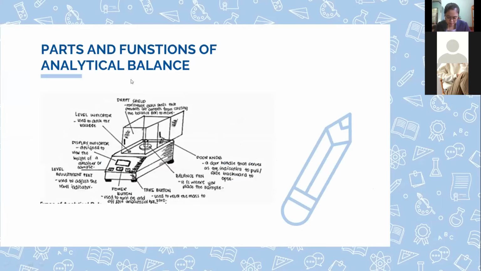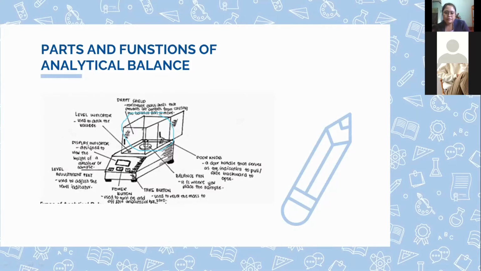So the instruction was to draw an analytical balance, label its parts, and indicate their functions. So here we have the analytical balance, and these are the parts. So this is the draft shield. The draft shield is the removable glass shells that prevent air currents from causing the balance to move.